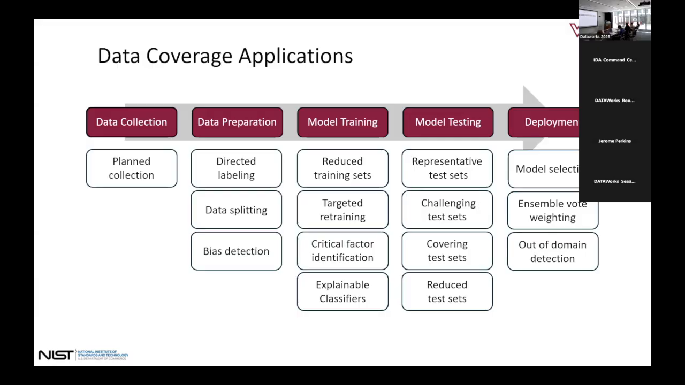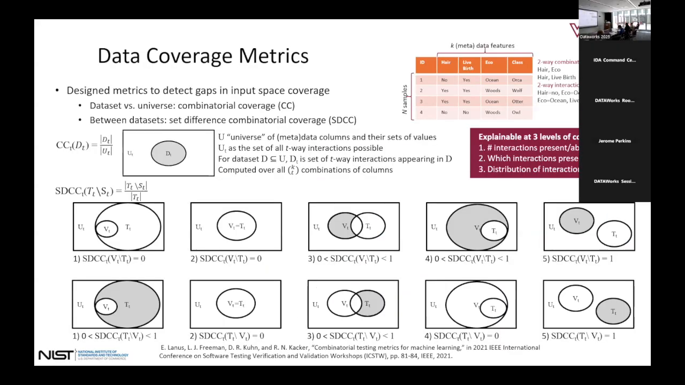And then into deployment, can I determine which model I should use at a particular point in time? Can we think about weighting the votes across an ensemble? And can we think about out of domain detection if we have a good characterization of the input space? Okay, so a little bit of this is review. Data coverage metrics. The combinatorial coverage metric is fairly immediately adapted from combinatorial testing applied to software systems, but with a way of defining the space.